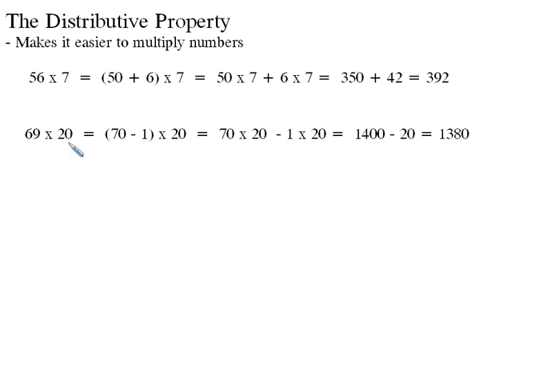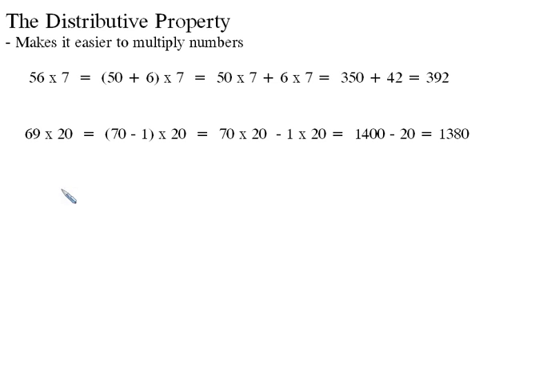Same thing with this one here, except instead we're making it a subtraction problem. 69 times 20. Well, that's the same as 70 minus 1 times 20. So that's 70 times 20 minus 1 times 20. So that's 1400 minus 20, which is just going to be 1380.